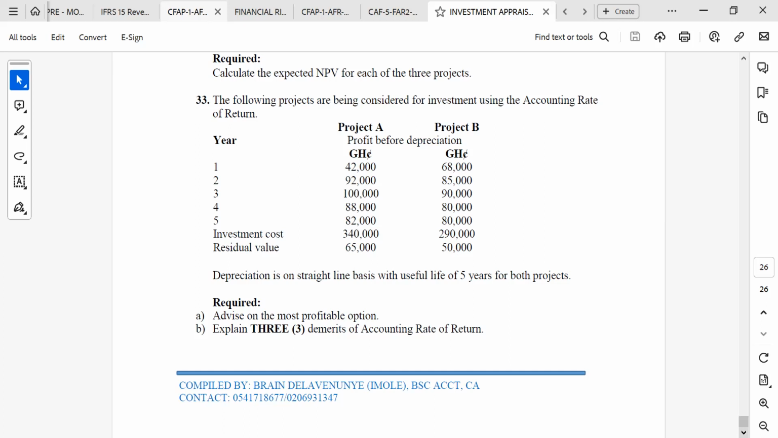Okay. So this is an MA question for last sitting. Since I don't have enough, all my questions are on the advanced investment techniques. So I have to bring this one here. So what method is the company using? They are using accounting rate of return, isn't it?